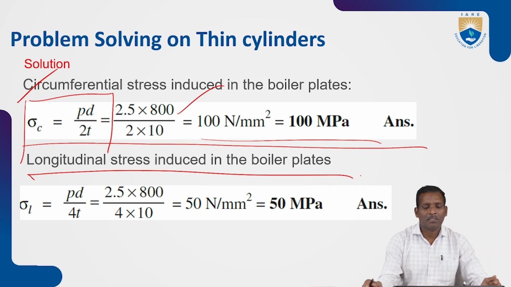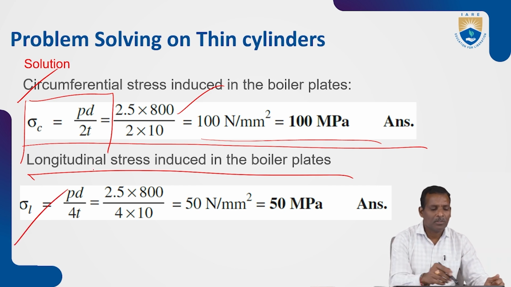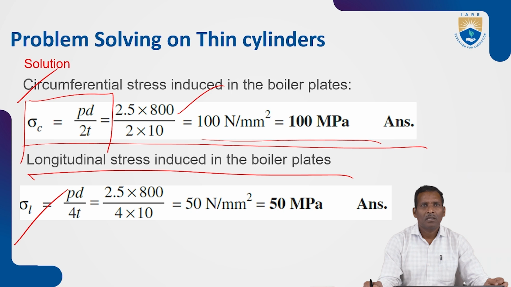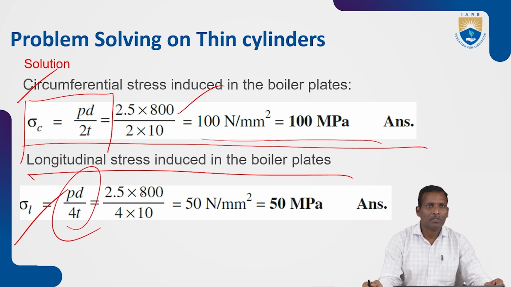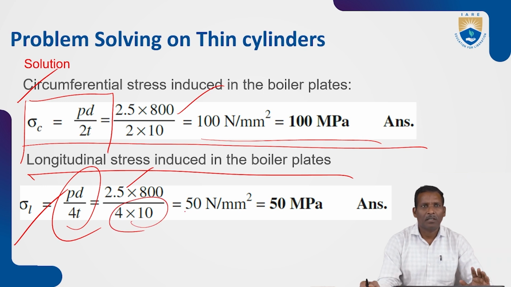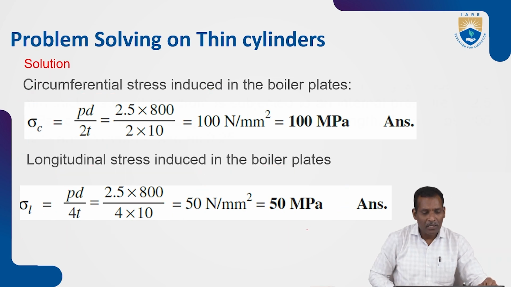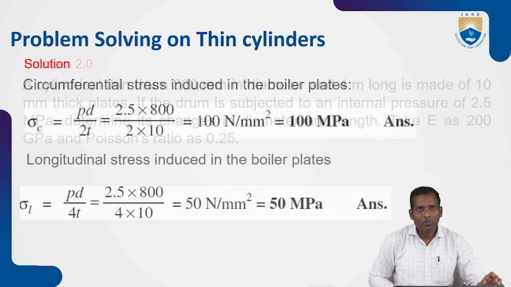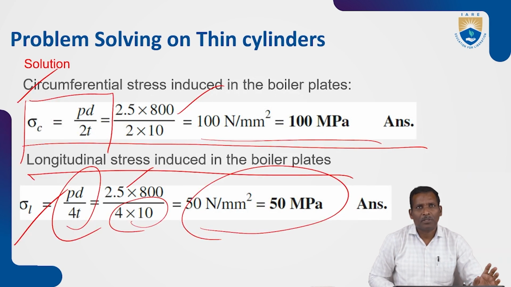Now the longitudinal stress induced in the boiler plates is PD by 4T. P is the internal pressure 2.5, and the diameter is 800, divided by 4 into the thickness of the boiler shell, 10. So the longitudinal stress calculated is 50 megapascal. This first problem is based on formulas only. You have to substitute the given values in the formulas. So we have discussed how to calculate the circumferential stress and then the longitudinal stress.